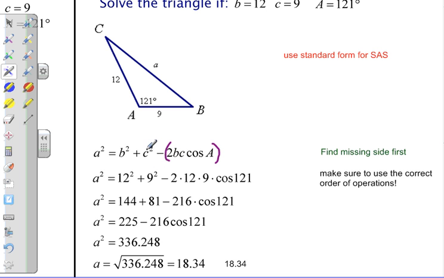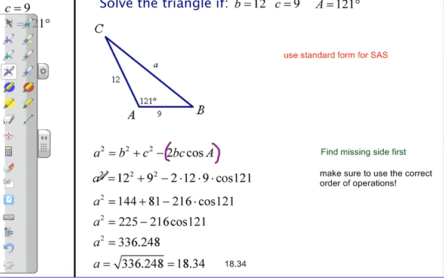Don't write this down, but what a lot of people do is they'll do 12 squared plus 9 squared, and then they'll subtract 2 times 12 times 9 from it. It's almost as if they have parentheses around here, and then they multiply by the cosine of 121. So please don't do that. Make sure you multiply all of this together first before you subtract it from the rest of the expression.